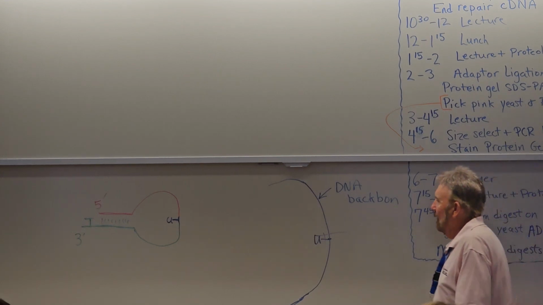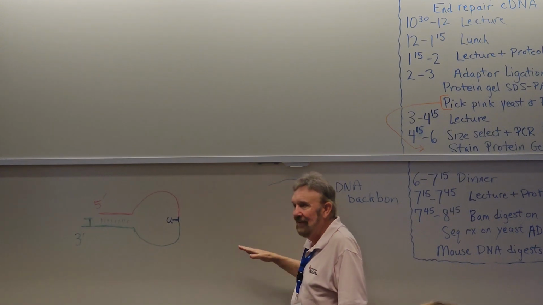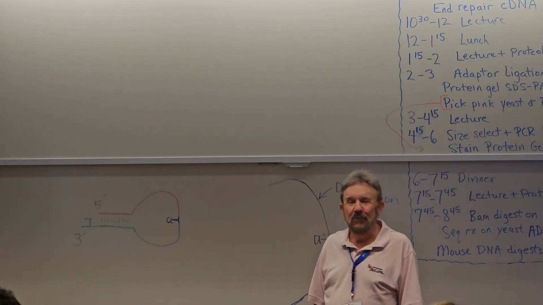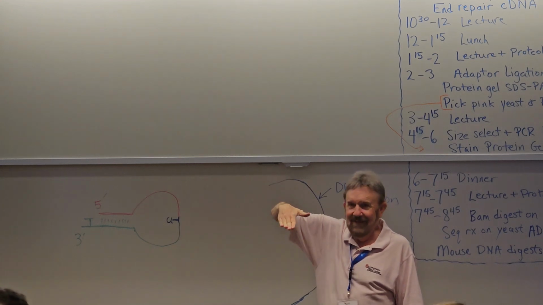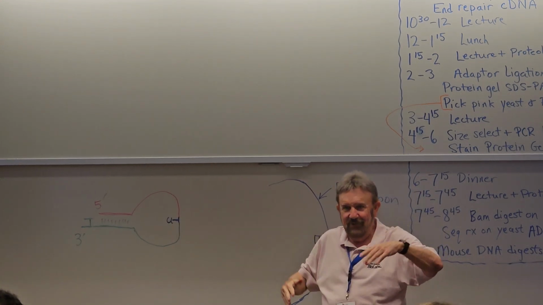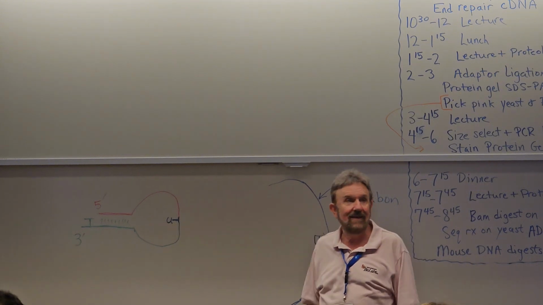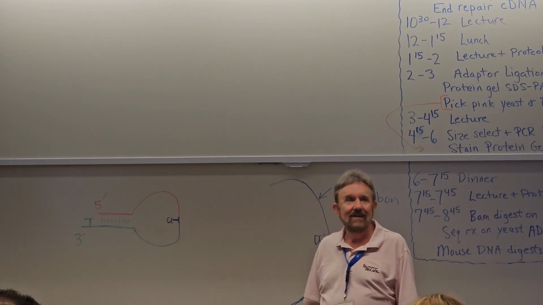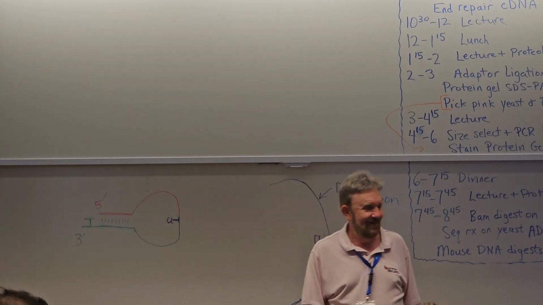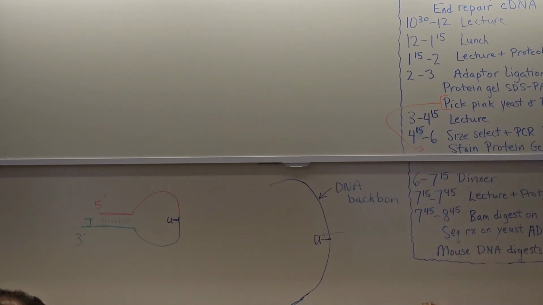If we were to ligate on individual adapters that were linear, we wouldn't have any of these advantages, would we? If we ligated linear adapter molecules, those adapters could ligate together because they'd be linear. cDNAs could ligate together. It'd be horrible. This is fantastic, right? cDNAs can't ligate together, our adapters can't ligate together. Amazing. Okay, good?